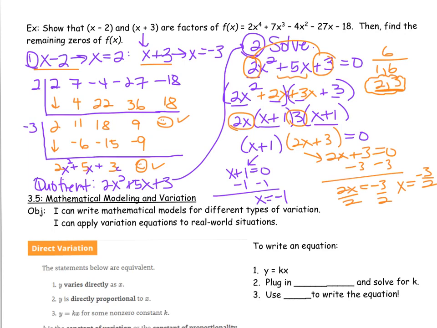So this works out really well for us. We verified that we have x minus 2 and x plus 3 as factors. And our zeros would actually be x equals 2, x equals negative 3. And then over on the right, we also know that x would equal negative 1 and negative 3 halves. This is your lesson for 3.4.